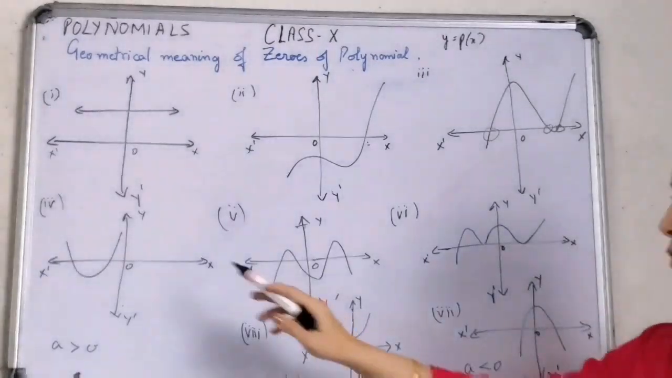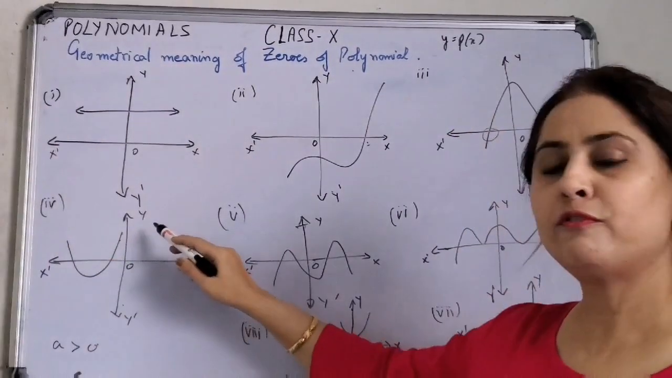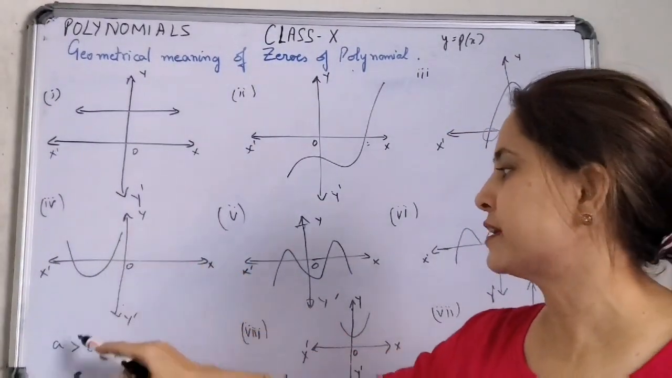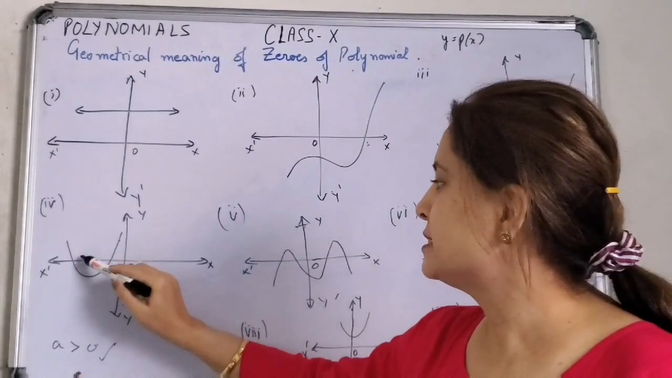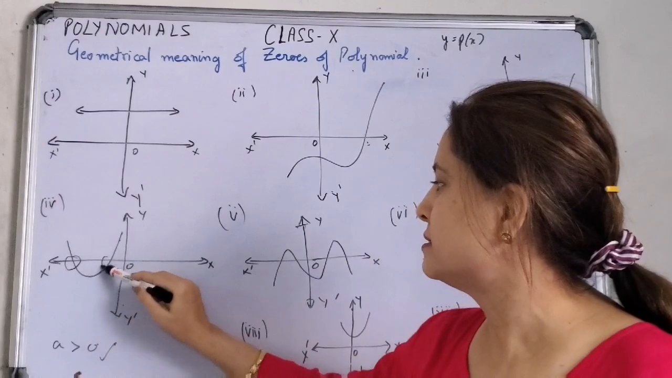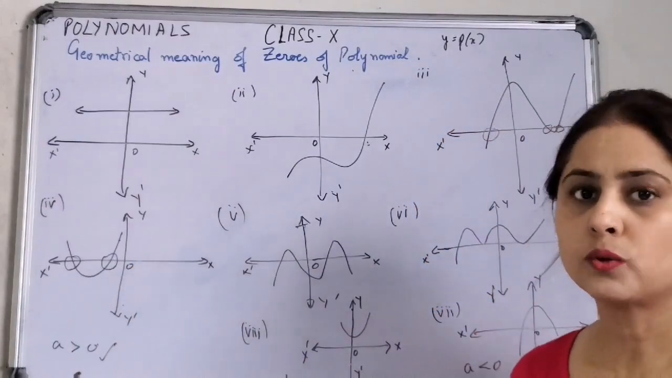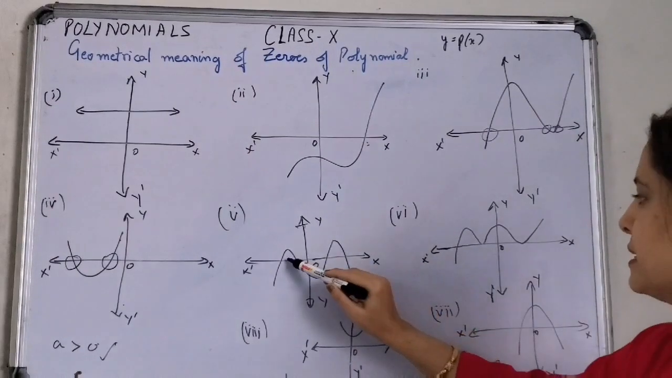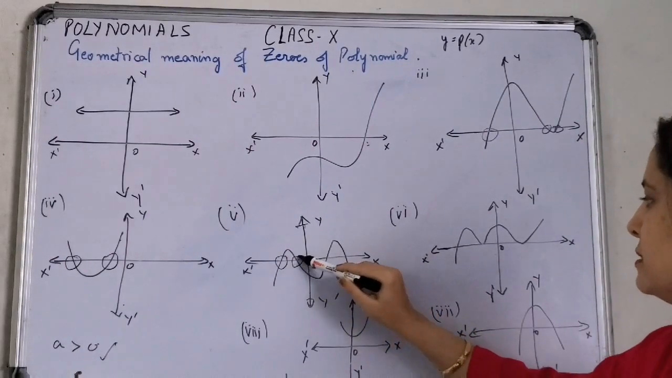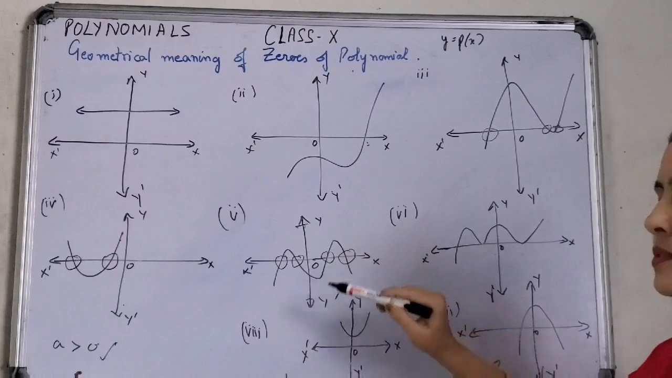In the fourth, it is a parabola facing upwards. It means the coefficient of x² here was positive, that is, a is positive. Here the graph is intersecting the x-axis at 2 points. Right? So there are 2 zeros. In this one, the graph is intersecting the x-axis at 4 points. So it has 4 zeros.